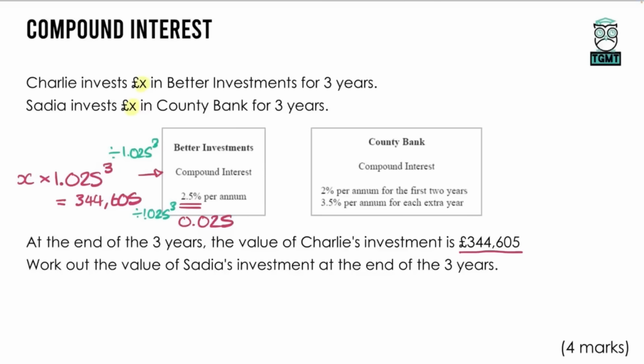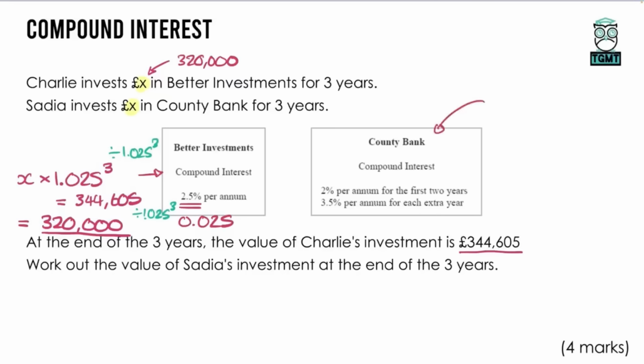There we go, that's going to tell us his starting amount. So let's type that in, 344,605 divided by 1.025 cubed, and that comes out as a starting amount, 320,000. There we go, and that is the value of X. So the starting amount is 320,000. So that's what Sadia has at the start. We've now worked this out, £320,000.